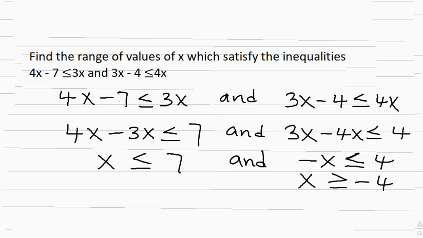So now the range of values of x actually starts from minus 4. I will write it this way: minus 4 is less or equal to x, and x is less or equal to 7. This is the range that we are looking for, the range of the value of x. I hope that is well understood.